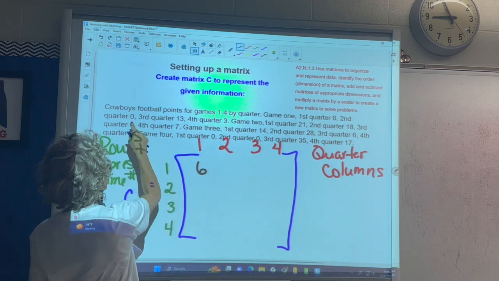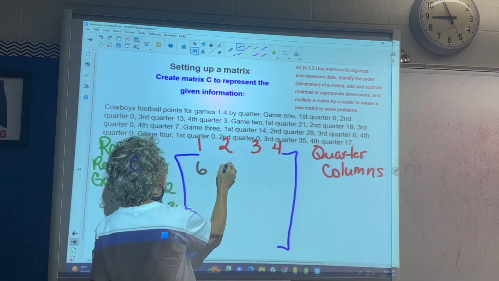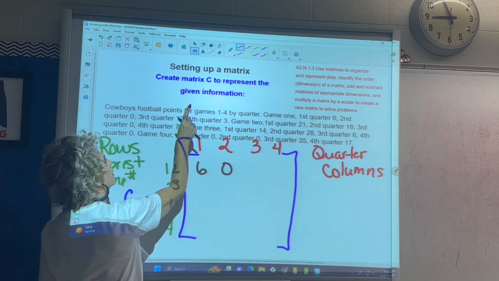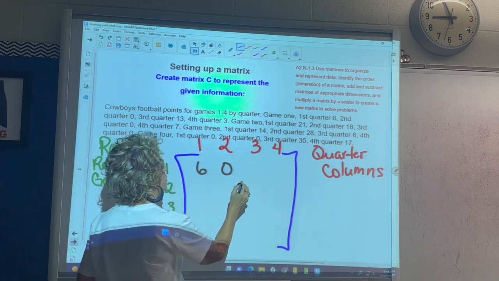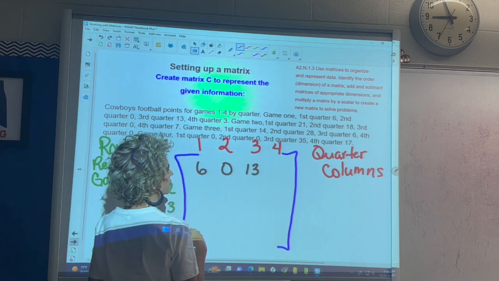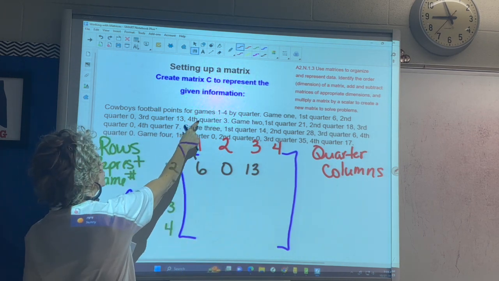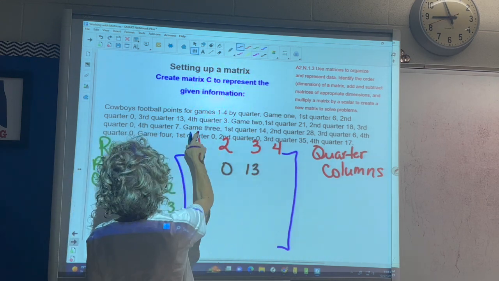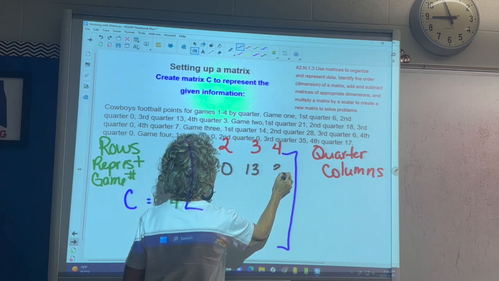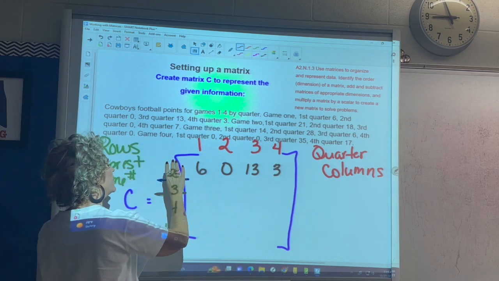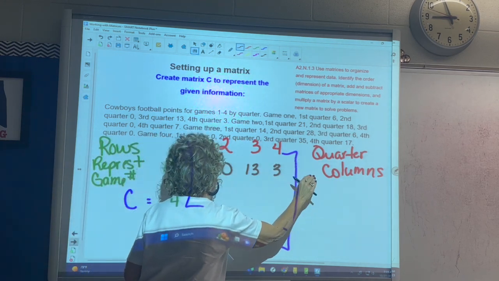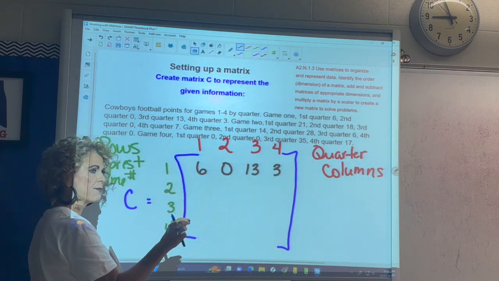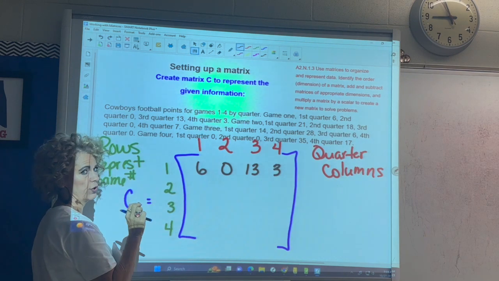In the second quarter of the first game, I had no points earned. In the third quarter of the first game, I had 13 points earned. In the fourth quarter of the first game, I had 3 points earned. So this entire row represents the points earned in the first game by quarter.